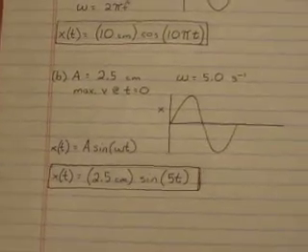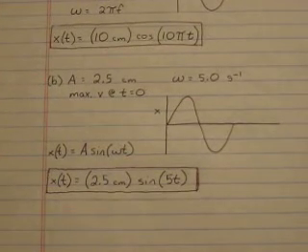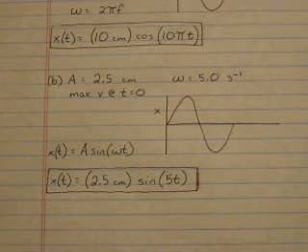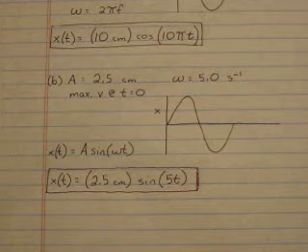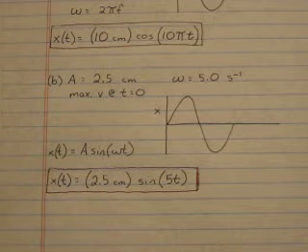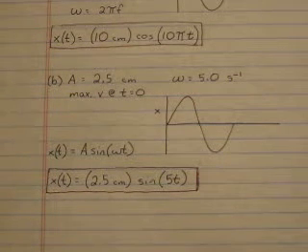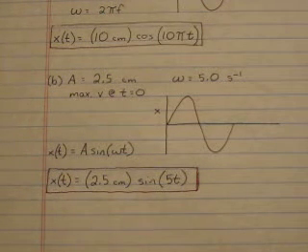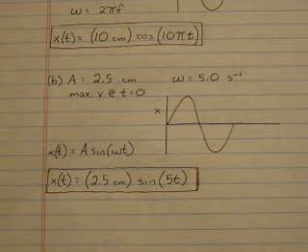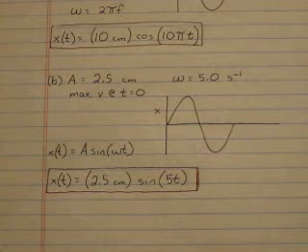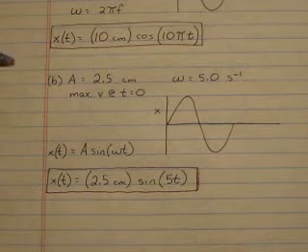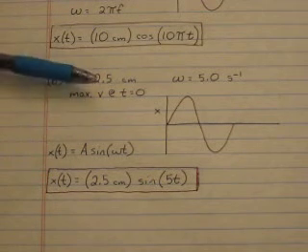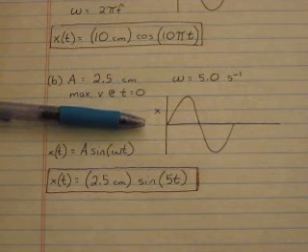Part B. Amplitude 2.5 centimeters, angular frequency 5 radians per second. Now, you have to pay attention to that word angular frequency. That means omega, so it's going to be radians per second. Maximum velocity at t equals 0. One way you can think of that is that's where the slope is maximized, and that looks like this.